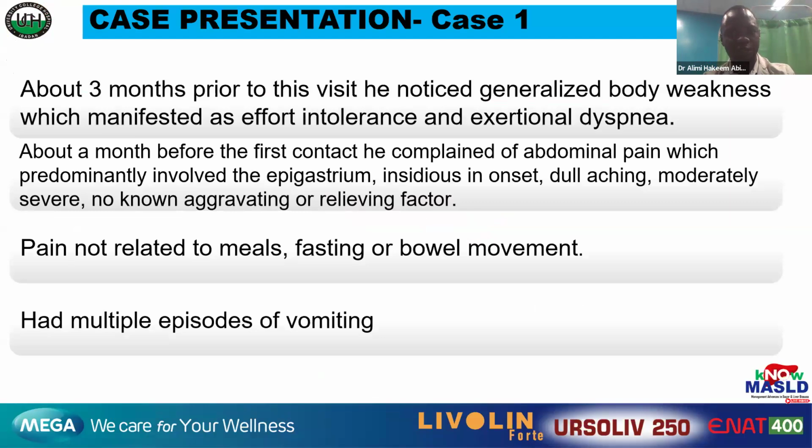as evidenced by effort intolerance, and then later exertional dyspnea. About a month before the first contact, he then complained of abdominal pain, which was predominantly in the epigastrium, insidious in onset, dull aching, and moderately severe. The pain was not related to meals, fasting, or bowel movement. He also alluded to having multiple episodes of vomiting.